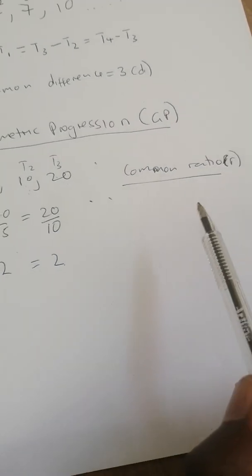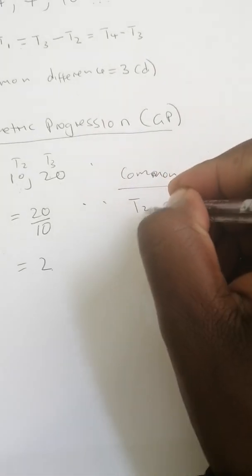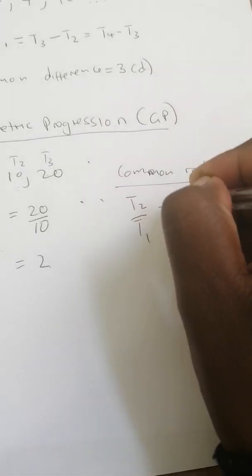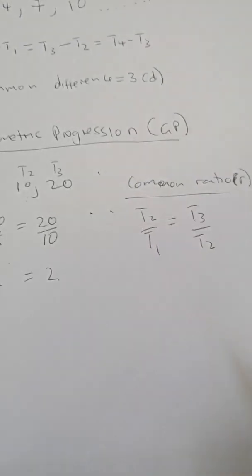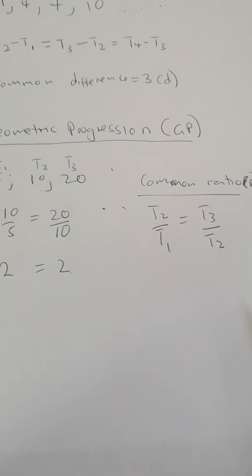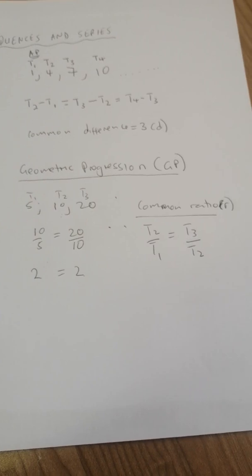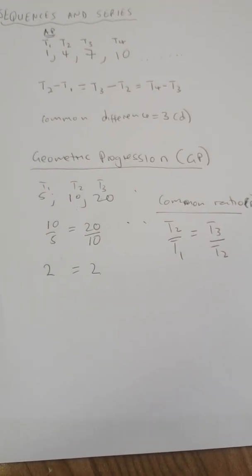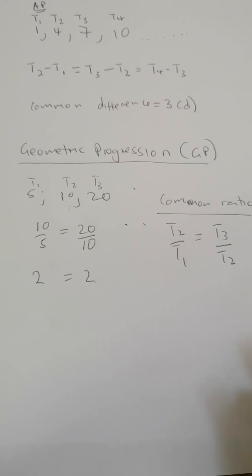The common ratio is normally referred to as r. So it's like T2 over T1 is equal to T3 over T2. That's how you find the common ratio. So this is just a way for you to understand the difference between the AP and the GP.